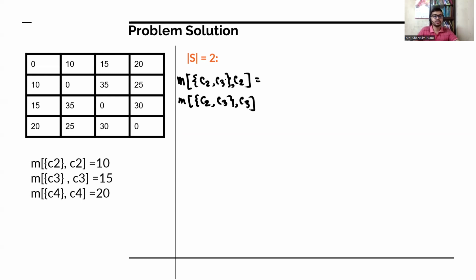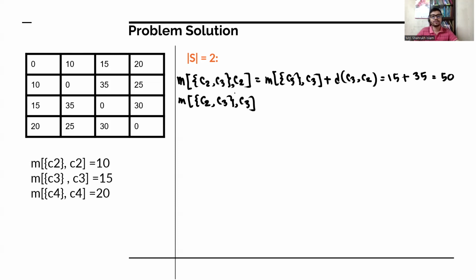Then what will this cost? We are ending our journey at C2. That means we have already visited C3, so we have already visited C3 and ended at C3. Then we have visited C2, after C3, C3 to C2. And what is this? C1 to C3 is 15, and C3 to C2 is 35. And this is 50.